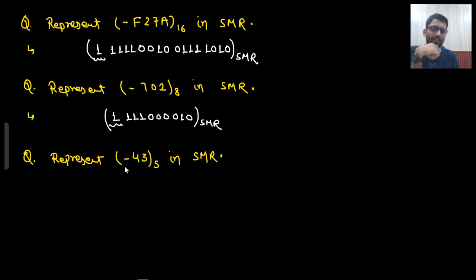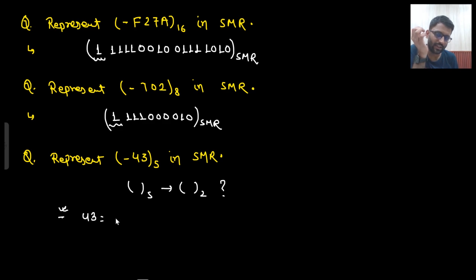What about this one? Minus 43 but base 5. From base 5 you are going to base 2. Can you directly do it? No. So first I need to go to base 10. So forget about the minus sign. The minus sign is there, that I am keeping in mind. What about 43? So 43 can be written as 3 plus 4 into 5 to the power 1. That means 23. So this is 23 in base 10. So this number can be written as minus 23 in base 10.